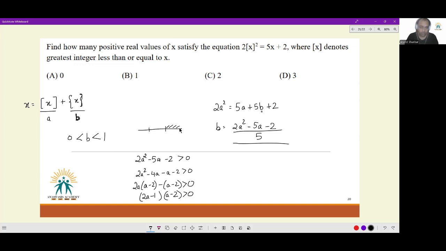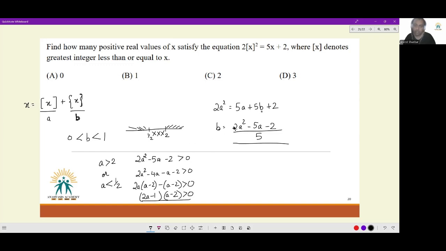this part of the axis is accessible, this part of the axis is accessible. Any value between half and 2 is not acceptable, because here is where the function would give us a negative value. So anything greater than 2 is fine, anything less than half is fine for A. A has to be either greater than 2 or A has to be less than half. This is what this expression tells us.